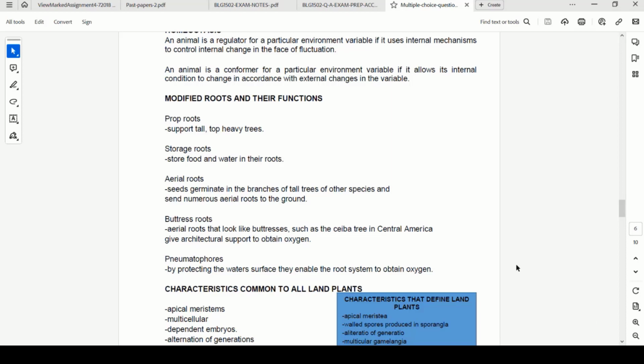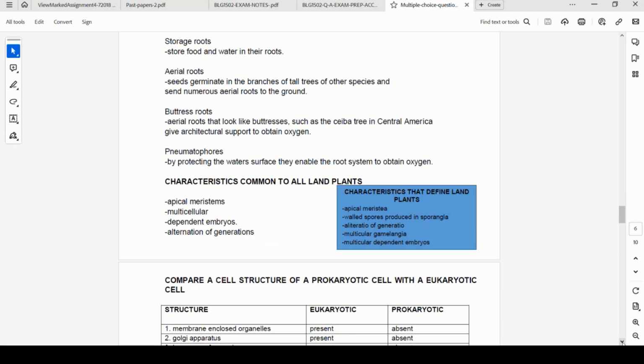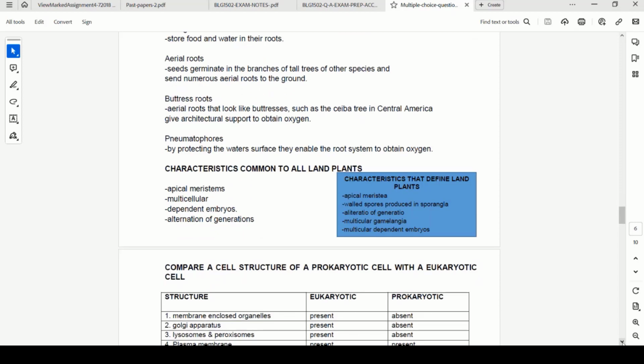Also, they are in those long-format questions, not question study guides, that I think you are provided with. Also, there are characteristics common to all land plants, which are apical meristem, multicellular dependent embryo, alternation of generations. So this is where you can see they can just ask which one is not common to all land plants. And they will put apical meristem, multicellular dependent embryo, and instead of alternation of generations, they put something else. I don't know what, but they put something else.